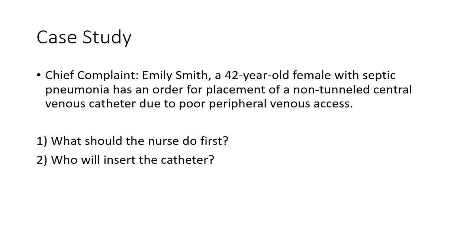All right, so we're looking at Emily Smith. She's a 42-year-old female, and she has septic pneumonia. She has an order for placement of a non-tunneled central venous catheter because she has poor peripheral venous access. So what would the nurse do first? This is for you to understand.